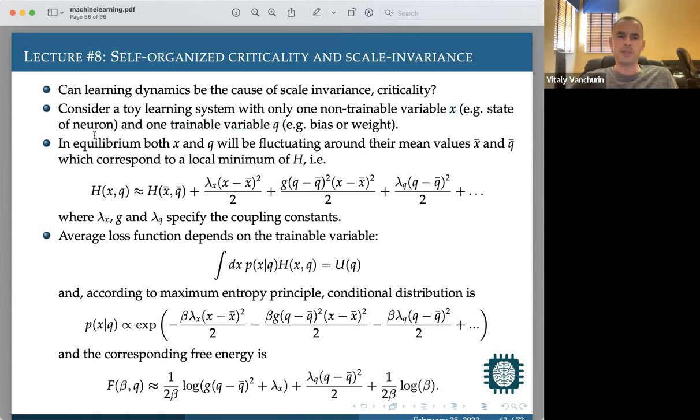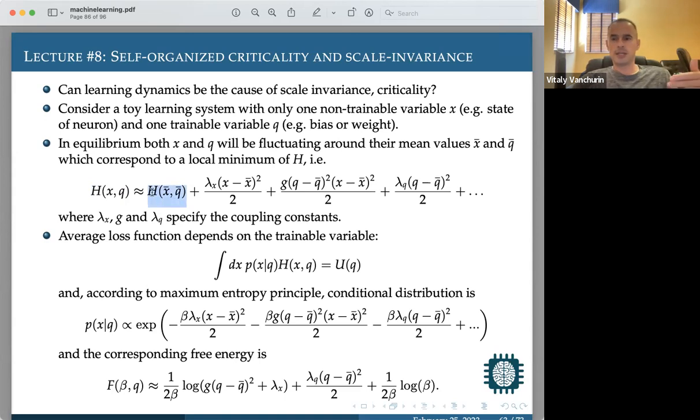Okay, so now what is the assumption we're going to make? The trainable and non-trainable variables have to interact somehow. And let's assume they interact in the following way: the only function through which they interact with one another is the loss function. So let's assume the system evolved towards its equilibrium. There is some average value for the non-trainable variable, and there's some average value for the trainable variable. So this is just some constant.